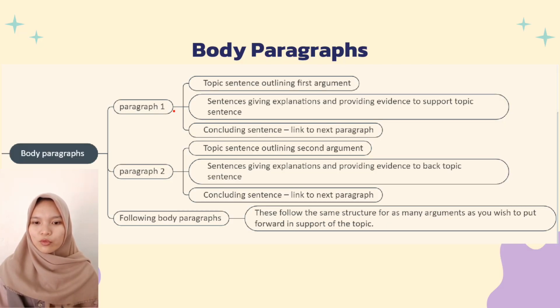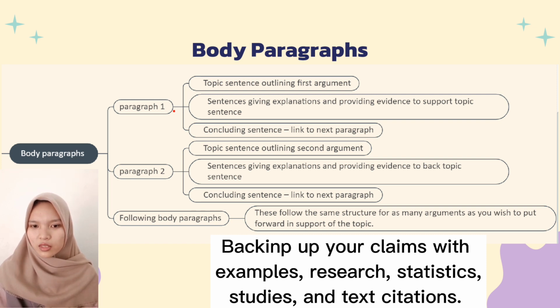After that, you move on to compiling your mind map with the main body of the argumentative essay, which usually consists of 3 or more paragraphs explaining the reasons why you support your thesis. Each body paragraph should cover a different idea or piece of evidence and contain a topic sentence that clearly and concisely explains why the reader should agree with your position. Body paragraphs are where you back up your claims with examples, research, statistics, studies, and text citations.